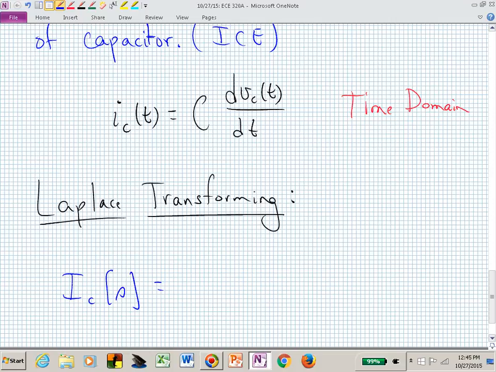I'll just help you out. And then you have C. So I'm going to give you half of the right-hand side. What's left?